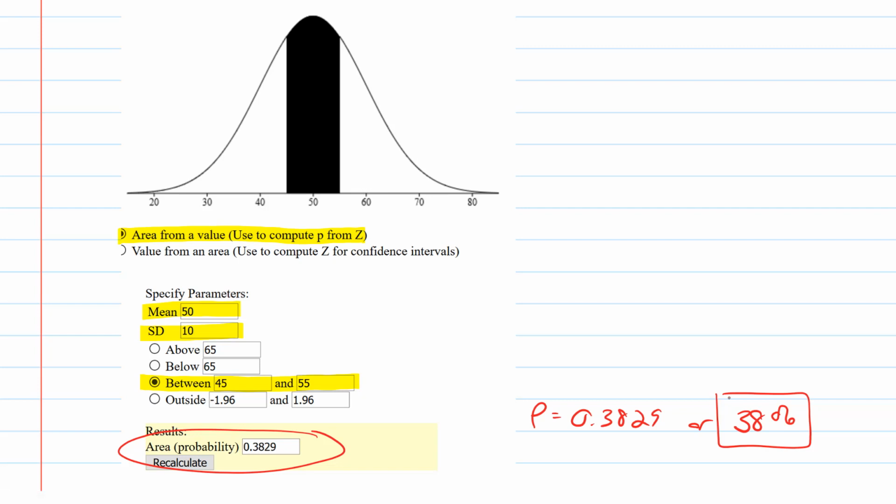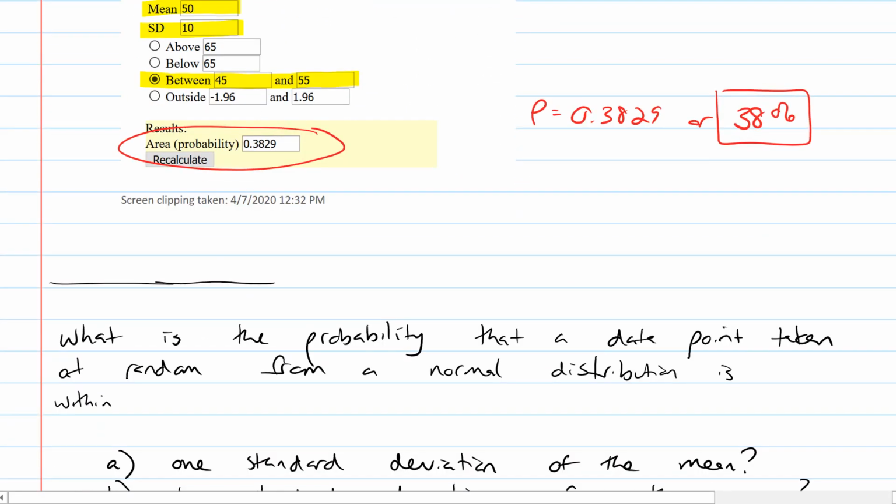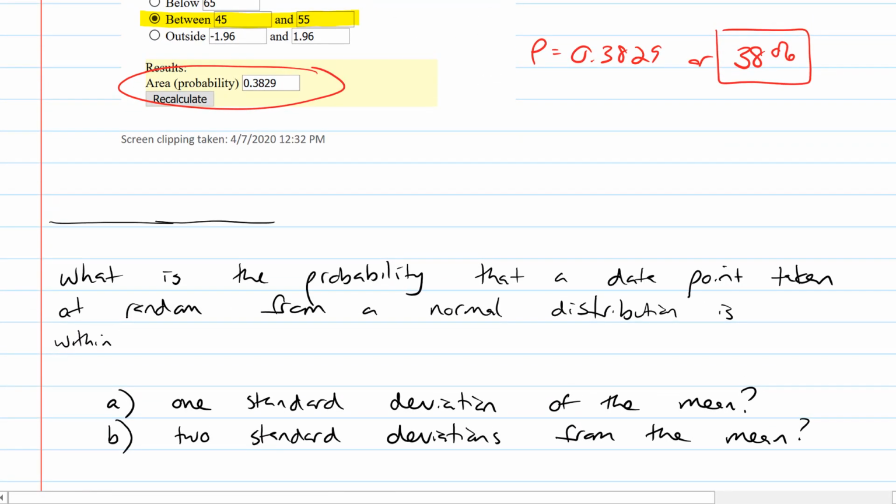So that's one example completed. Let's take a look at a slightly different thing, which is, what is the probability that a data point taken at random from a normal distribution is within A, 1 standard deviation of the mean, and B, 2 standard deviations of the mean?